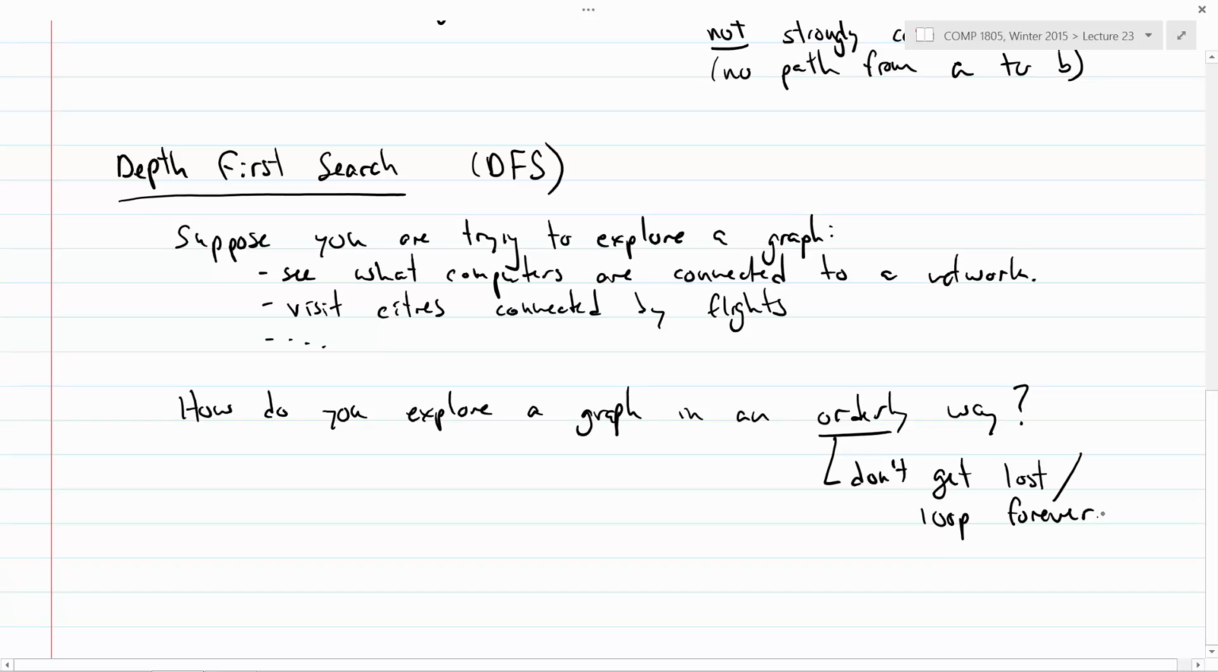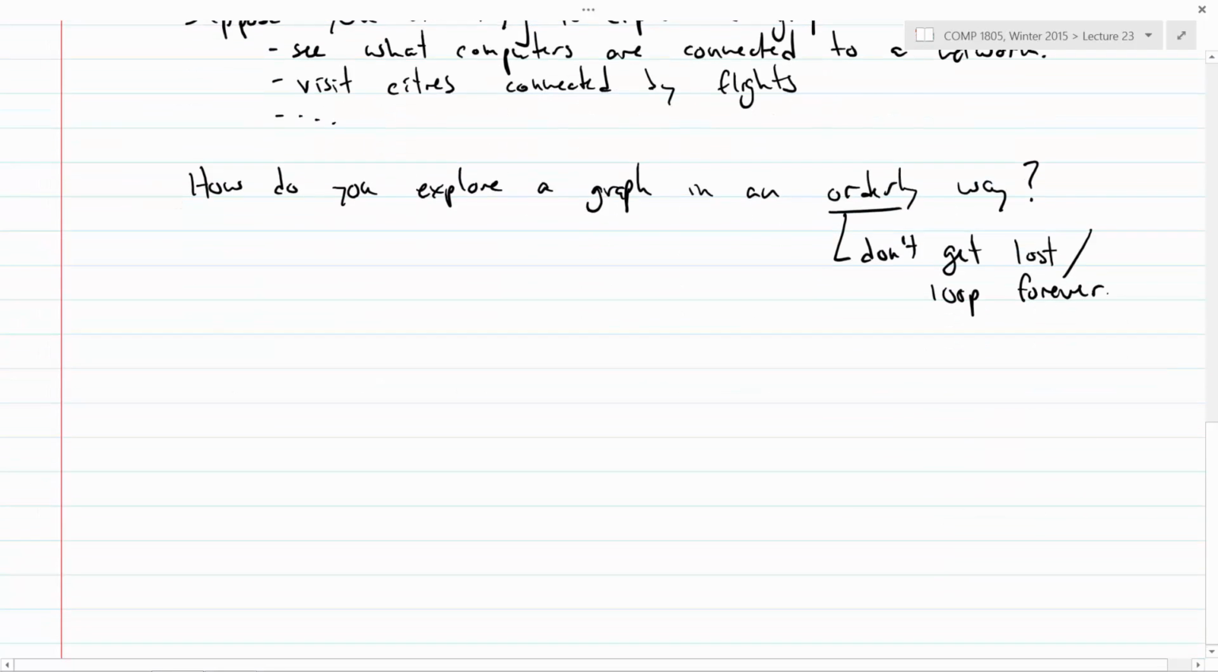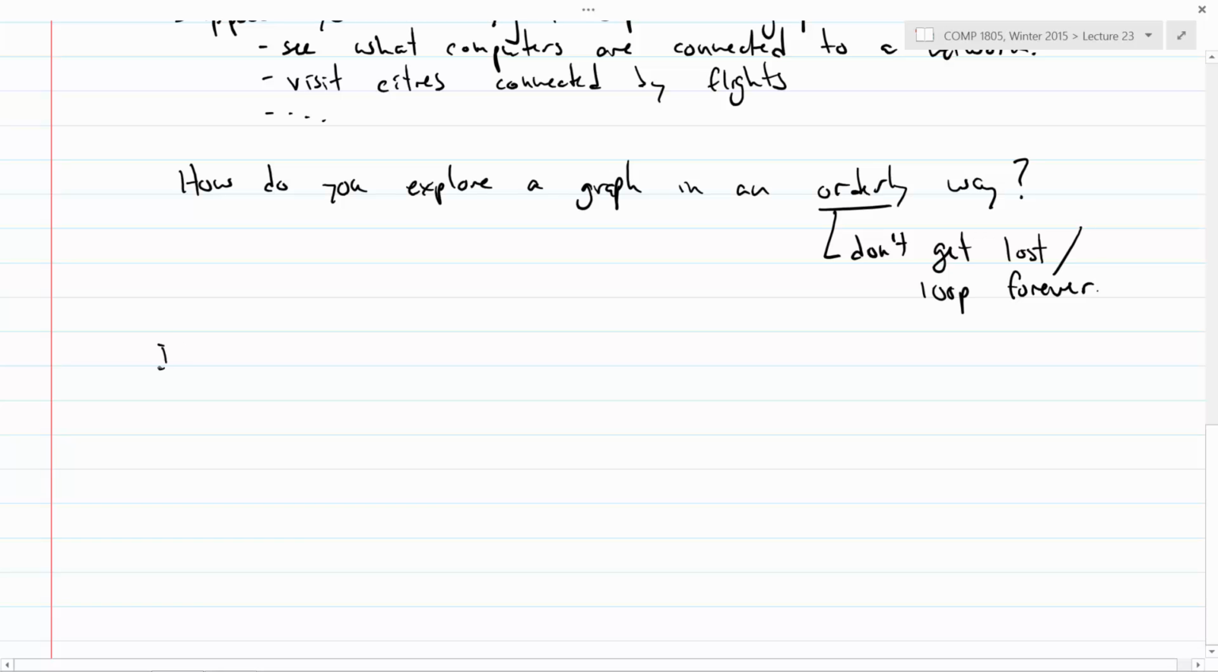So there's a few ways to do this. There's two that I'm going to talk about in this course. It's depth first search and breadth first search. The first one is depth first search. So the idea is the following. What we'll do is we'll say initially we haven't visited anything. So we'll mark all vertices as unvisited.